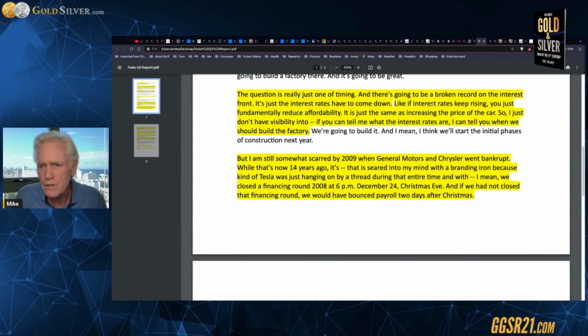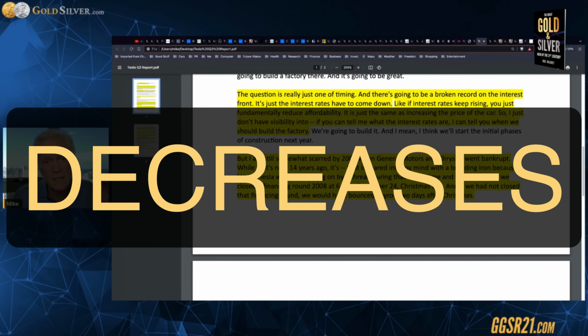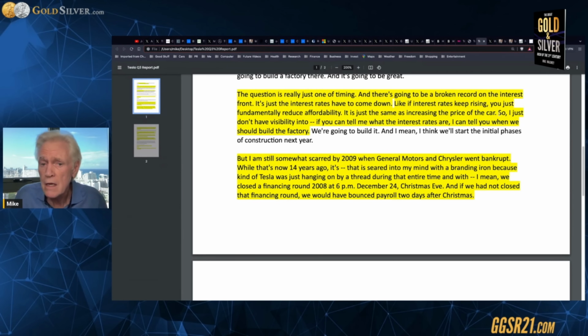Like, if interest rates keep rising, you just fundamentally reduce affordability. It is just the same as increasing the price of the car. Now, Tesla has done many price increases lately to offset this. So I just don't have visibility into, and I'm not sure if this is a word here that it didn't transcribe, or if this is him just having a thought and then going off on it: if you can tell me what interest rates are, I can tell you when we should build the factory. Bam. So he's got this uncertainty as far as where the economy is going to be, and he's very hesitant.